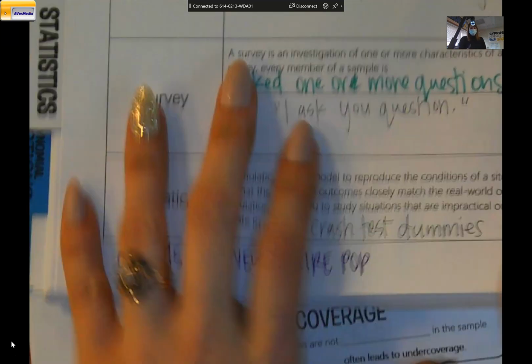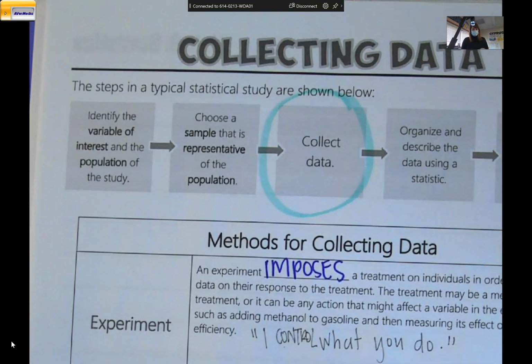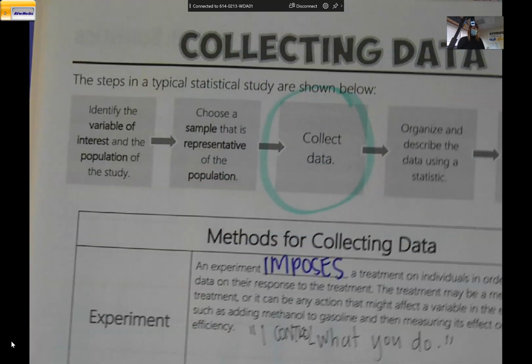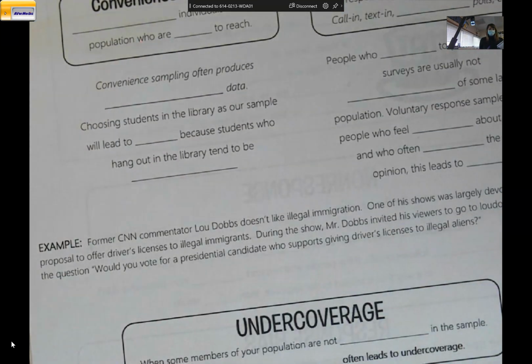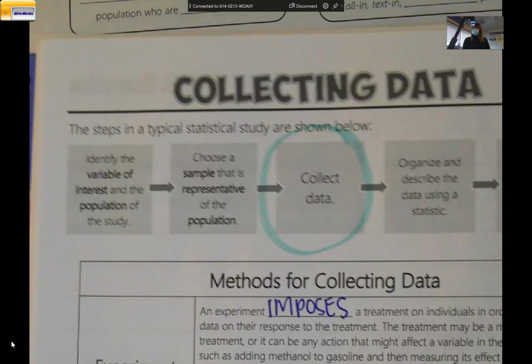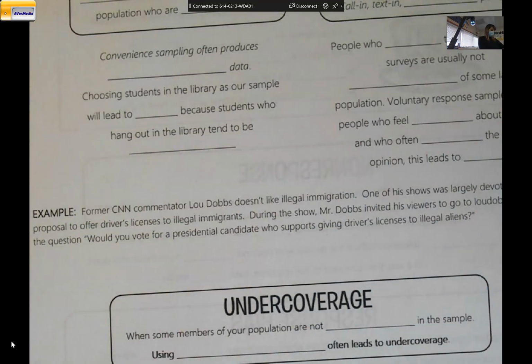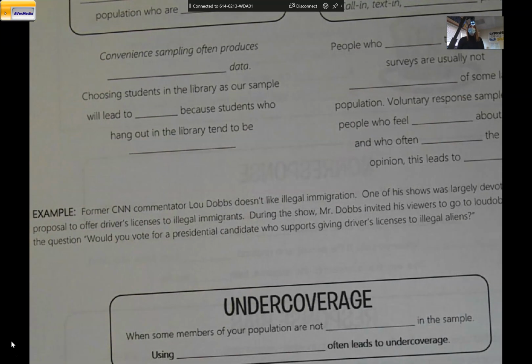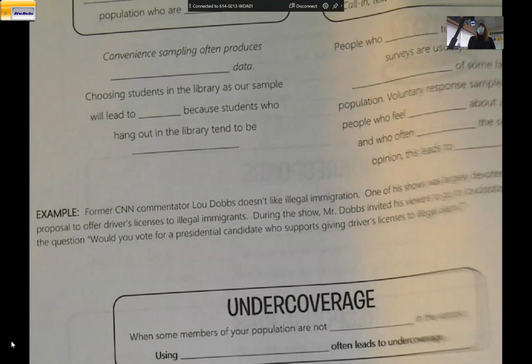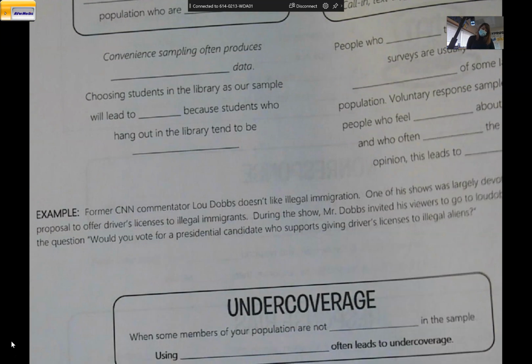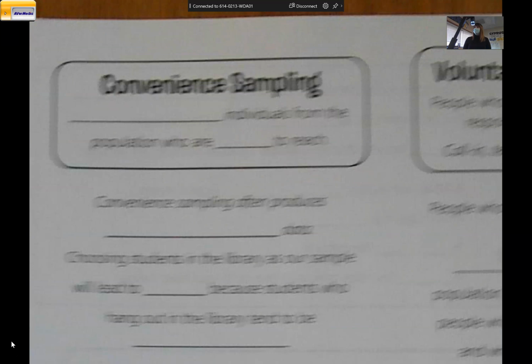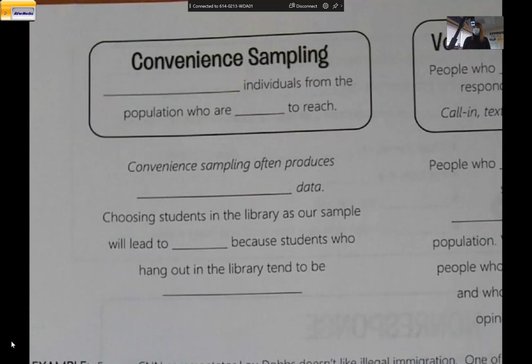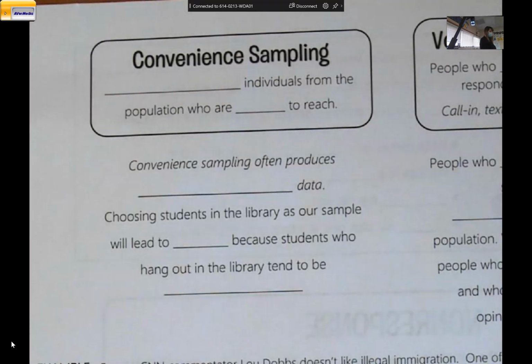They're very rare. Okay, so last time we talked about the difference between a population and a sample and the different methods for collecting data. So today, we're going to talk about sampling methods and bias. Sampling methods and bias. So these are ways that you get your sample.